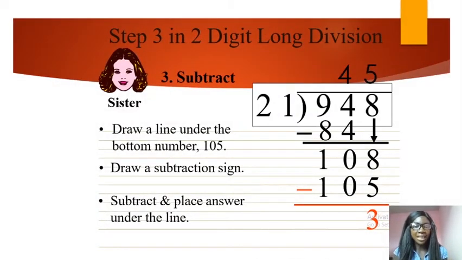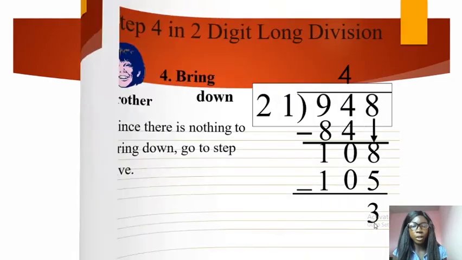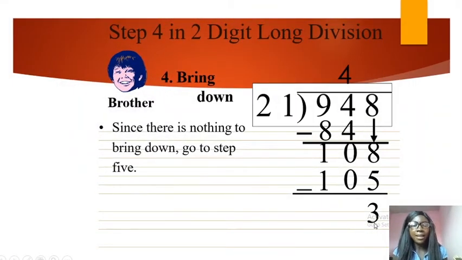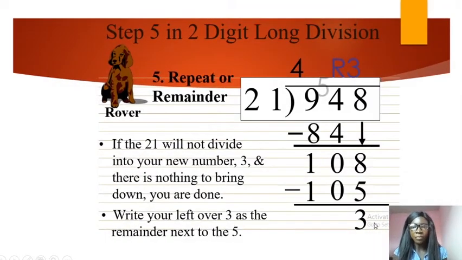So let's move to sister. Sister said we should draw a line under the bottom line of 105. This is the line here. And we'll write the subtraction sign and we'll subtract. So 108 minus 105 is going to give us 3. Okay, sister is done. Let's move to the brother. So brother said, since there is nothing to bring down, we have to move to the 5 step. Okay, so moving to the 5 step, if the 21 will not divide into the new number 3, see this is 21 here, which is our divisor, and the new number down here is 3, and there is nothing to bring down, then we are done.